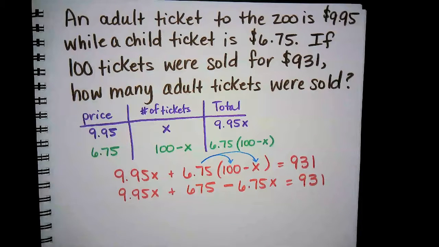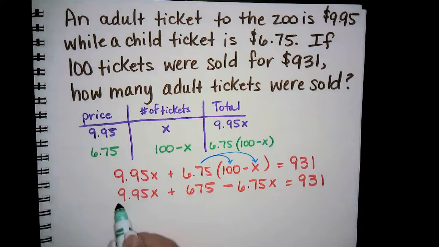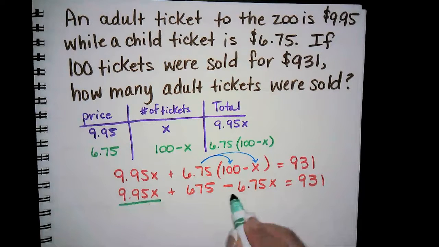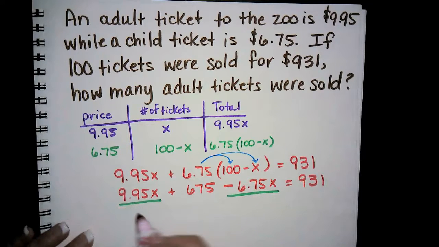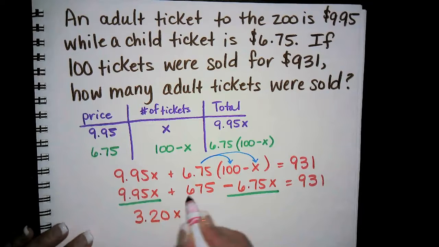Okay, now let's collect like terms. So I see two terms that have x's with them, the 9.95x and the minus 6.75x. I want to combine those together. And so 9.95 minus 6.75 gives me 3.20x. And then don't forget my 675 here.